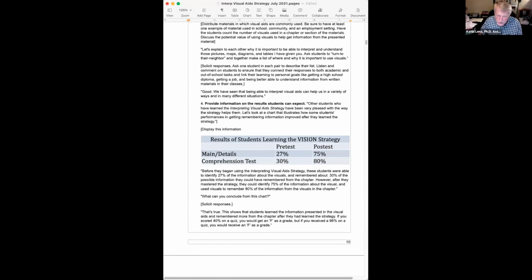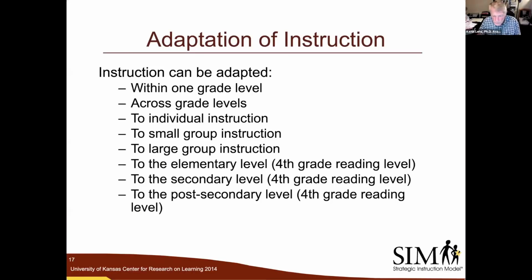Okay, now let me switch to my... every time I do this, I lose my chat and my participants. Do you have any questions so far? Some people sometimes have questions about the data from the intervention. No questions so far. Okay, all right.